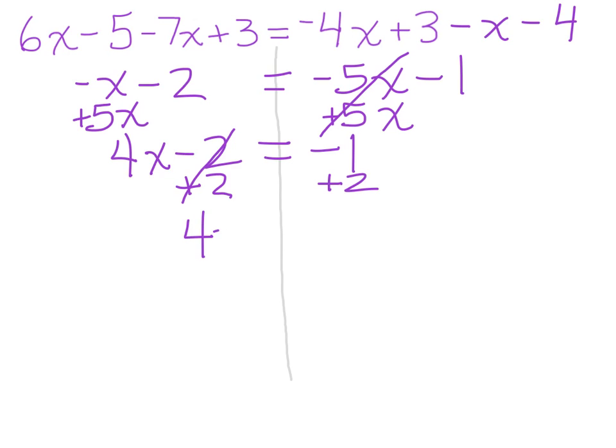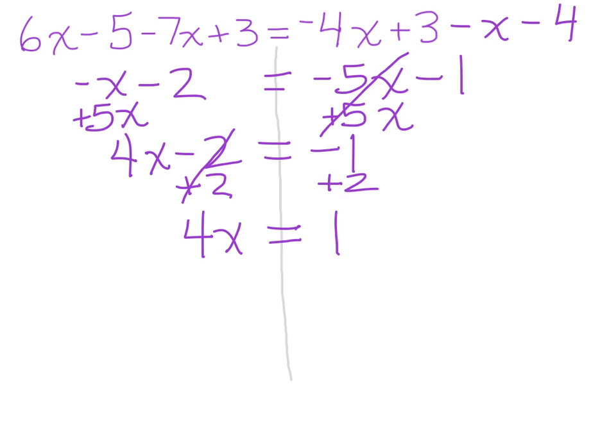On the left side, I now have 4x. On the right side, I now have -1 and a +2 leaves me with a +1. On the left-hand side, I have 4 x's. On my right-hand side, I have all my units. So that's what I was hoping for. But I still have more than one x. I have 4 of them.